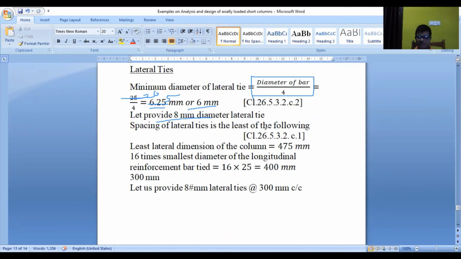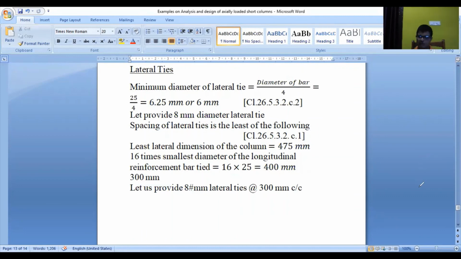Now what is the spacing of lateral ties? Again, least lateral dimension is 475, 16 times 20, sorry, again wrong, 20. 16 times 20 will come as 320 millimeter. Do the corrections. So this comes 320 millimeter, and then the minimum is 300 millimeter. So provide 8 mm at 300 millimeter center to center.